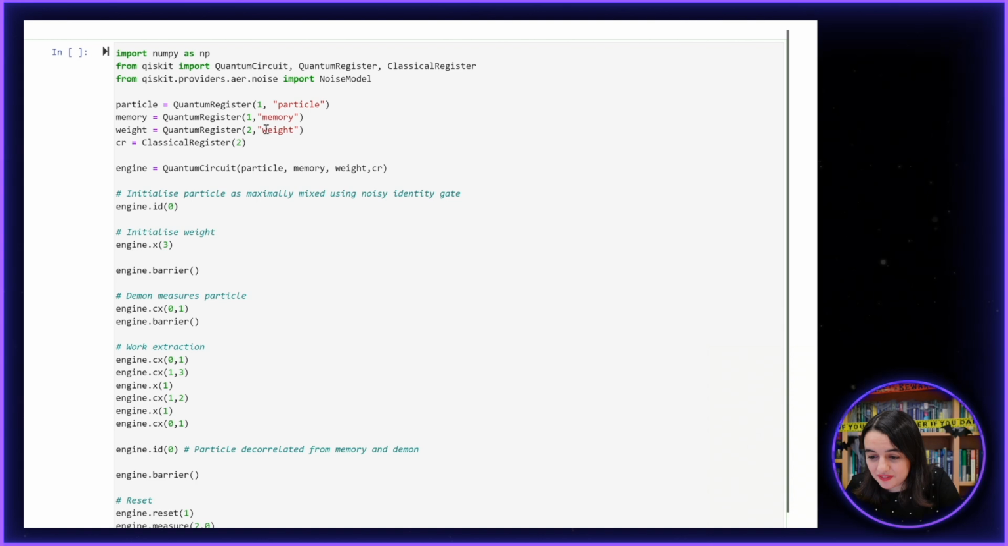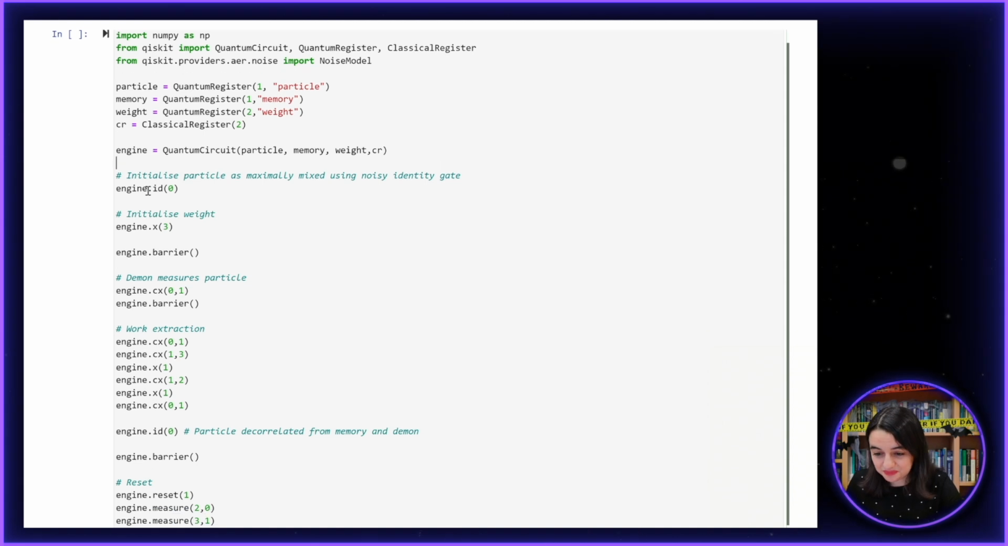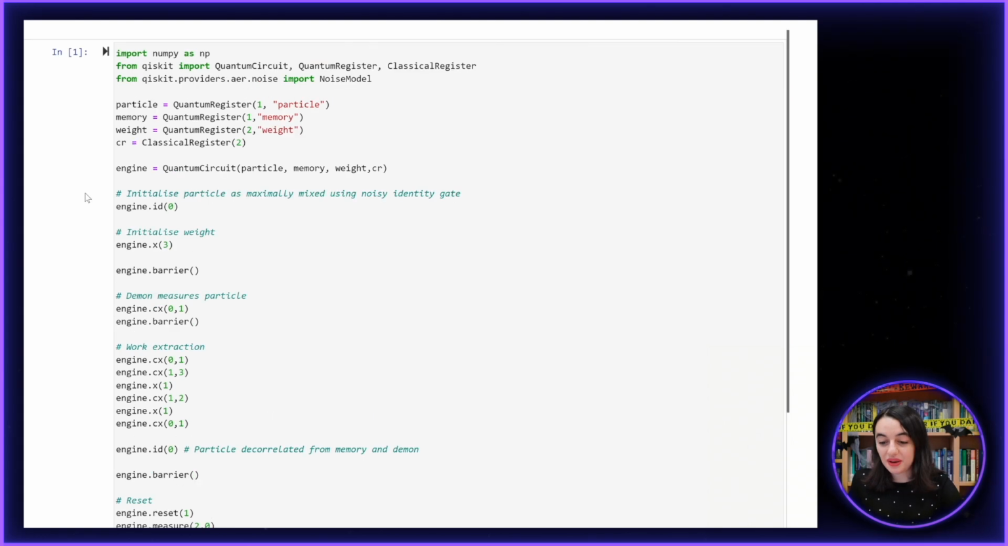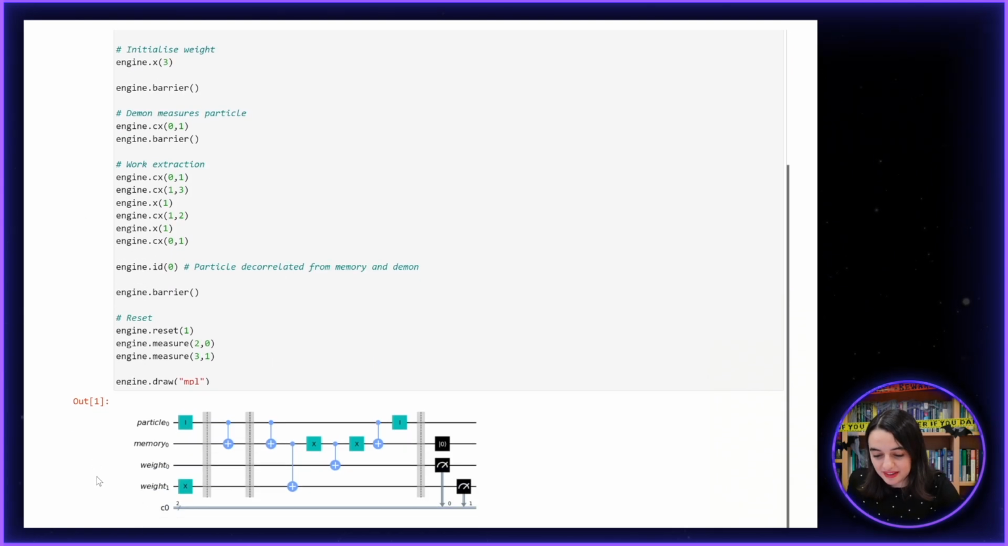So here I've introduced my single qubit for the particle, single qubit for the memory, and 2 qubits for the weight. And then I'm going to create a quantum circuit with all of these qubits called engine. And here I've got a classical register of 2 bits, which I'm going to use to check at the end whether the weight was lifted or not. So we can start preparing this circuit by initializing all these particle, memory and weight qubits in the correct states. So for the particle, I've added an identity gate, which looks like it's not doing anything.